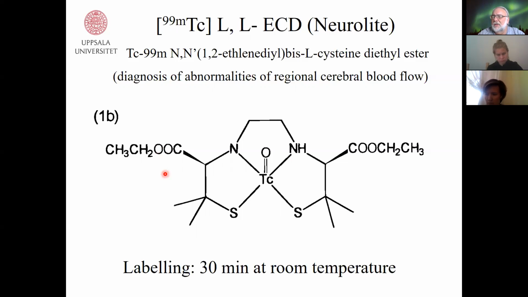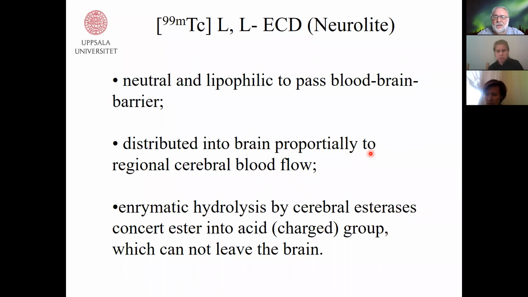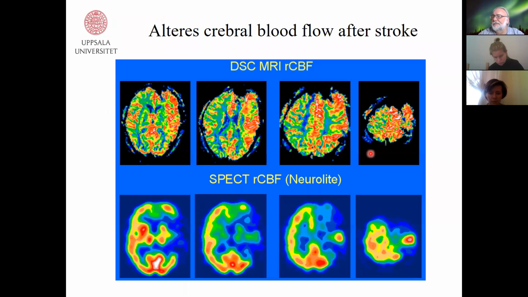So these esters get cleaved, and instead of a neutral and lipophilic moiety, we get a carboxy group here. And the carboxy group is heavily charged, and we have two. So the charged compound cannot penetrate the blood-brain barrier, so it gets fixed again in the position where it has been delivered initially. So here is a very good example.